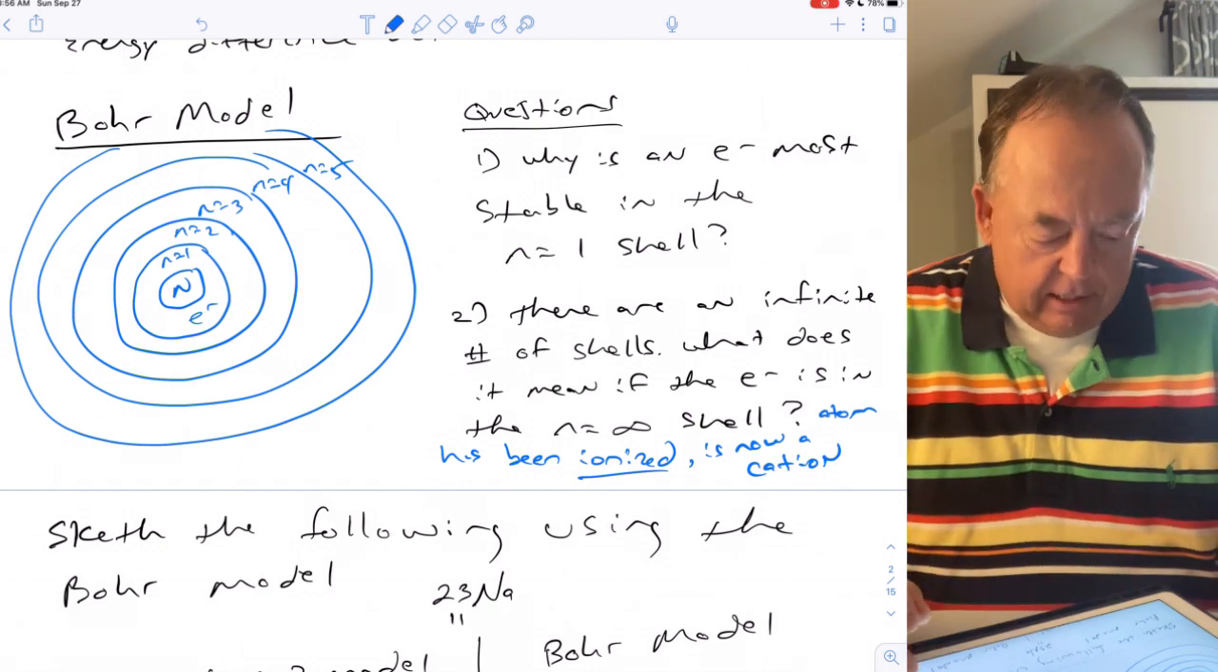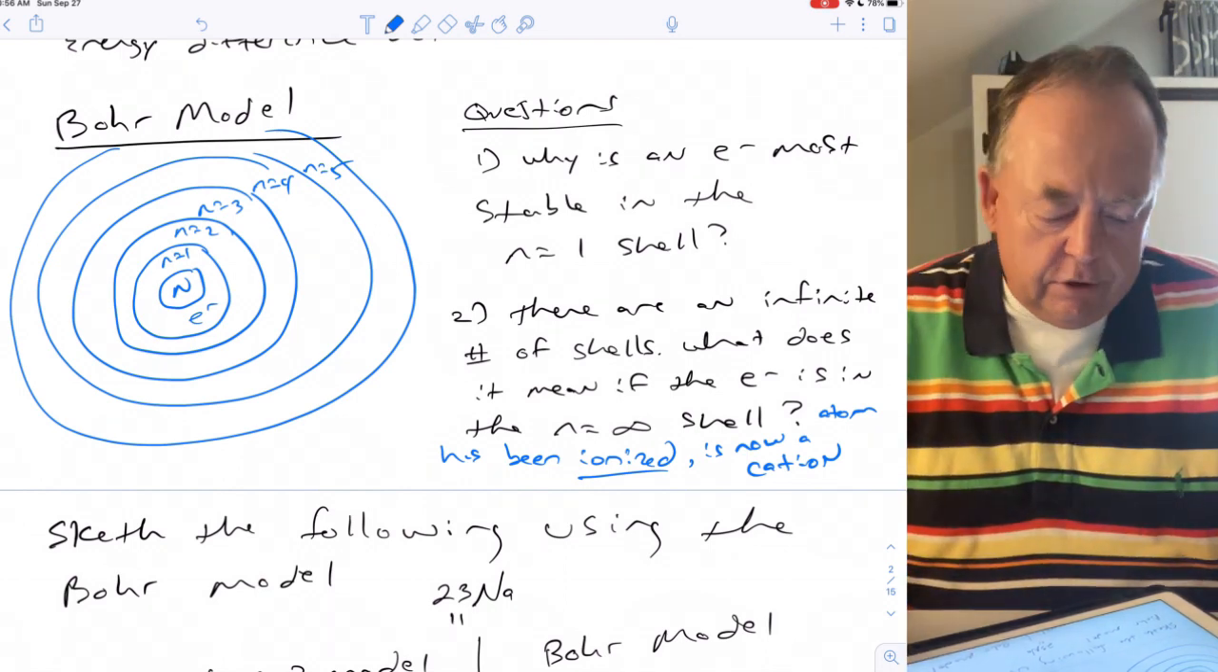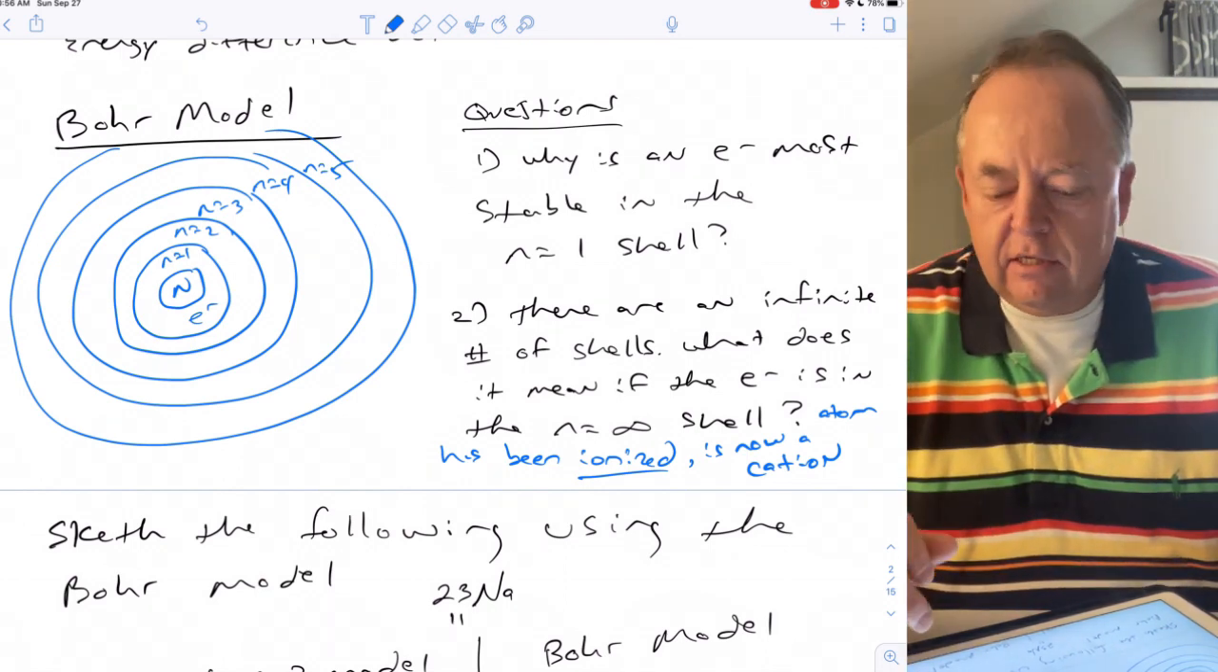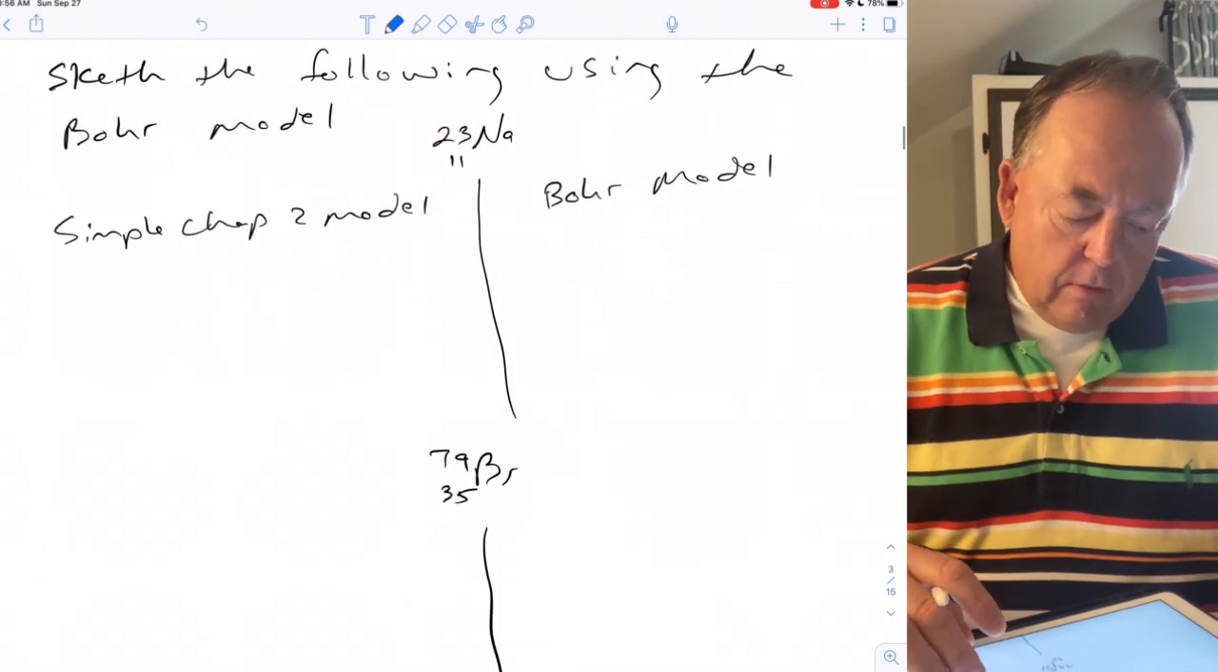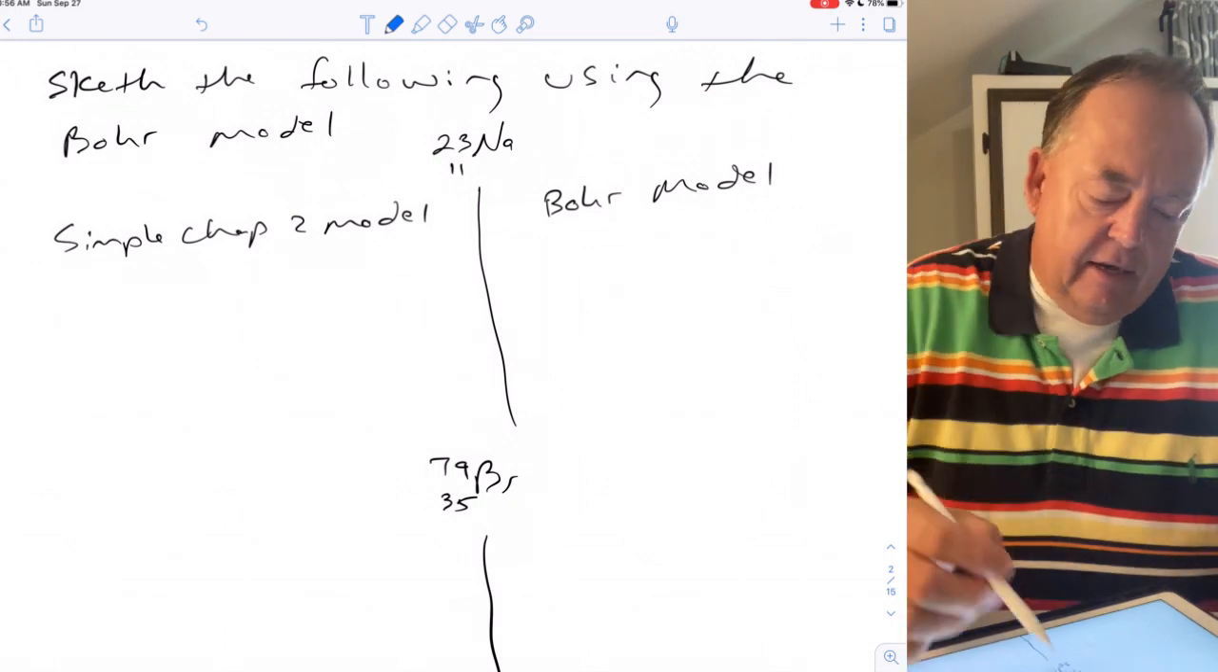Right, it's now a cation. If it loses one electron, then it's +1 charged. If it loses 2 electrons, then it's +2 charged, and so forth. Okay, so let's practice the Bohr model. So let's sketch these atoms.